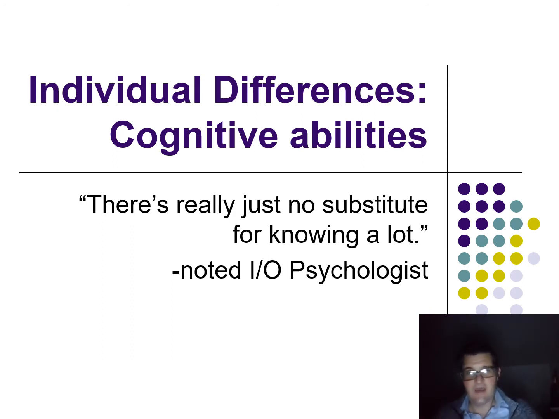We're going to talk about individual differences today. I'm going to start off by talking about what we usually call cognitive abilities, and then we'll talk a bit about personality trait characteristics as well, and I'll go into the distinction that I just made there later. When we talk about cognitive ability, there's really no substitute for knowing a lot.